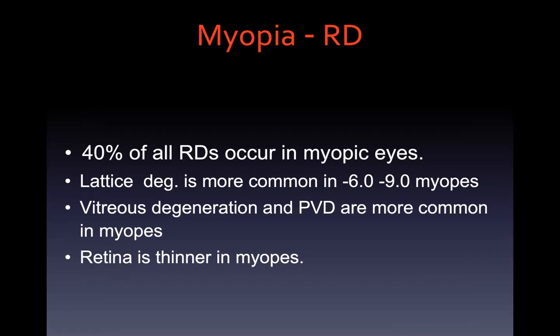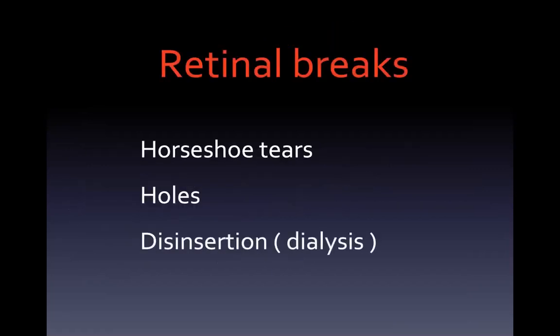And vitreous degeneration, as you have already heard, and posterior vitreous detachment occur earlier in myopic eyes. And since the anteroposterior diameter of the eye is larger than normal, the retina becomes thinner when it gets larger. So that's why it's more prone to retinal detachment. So 40% of retinal detachments occur in myopic eyes.